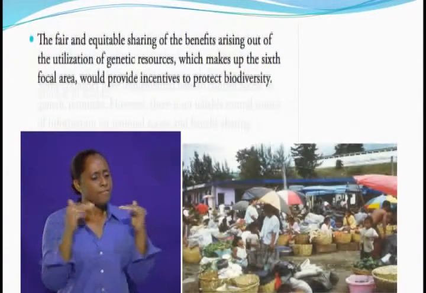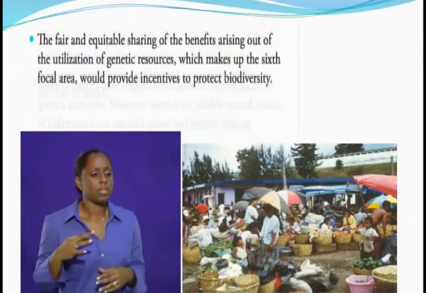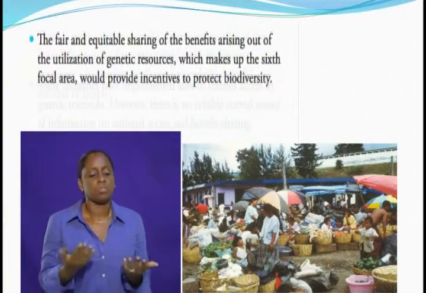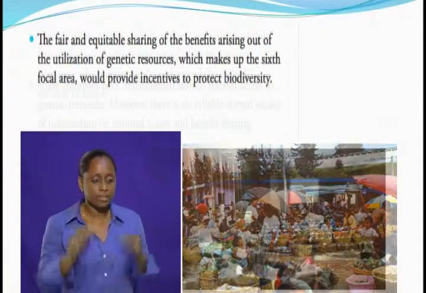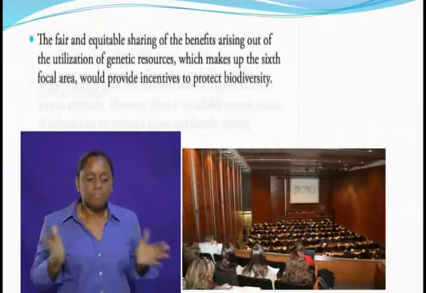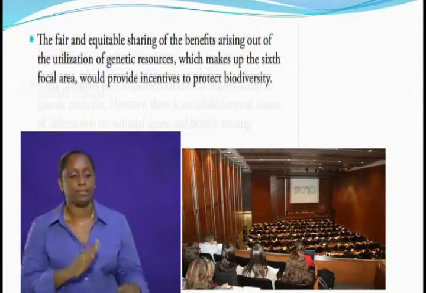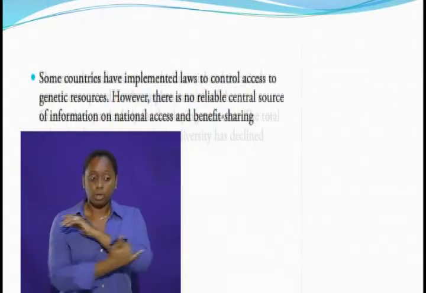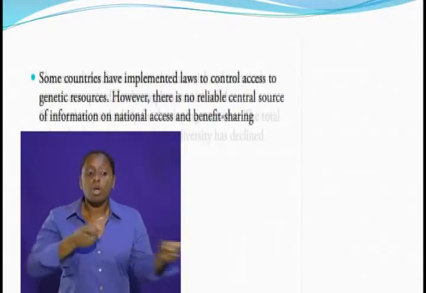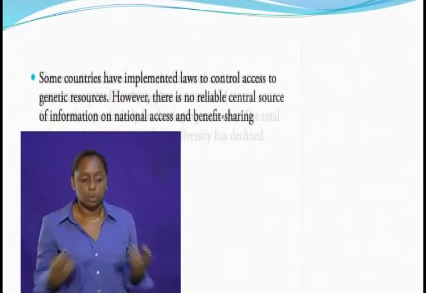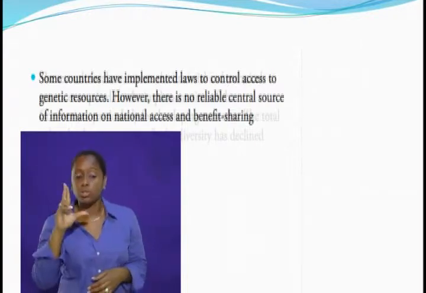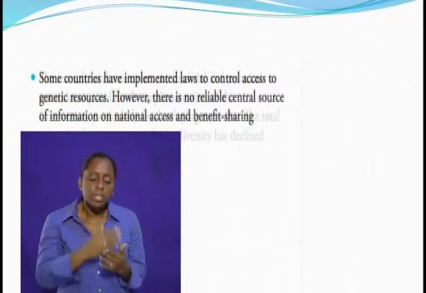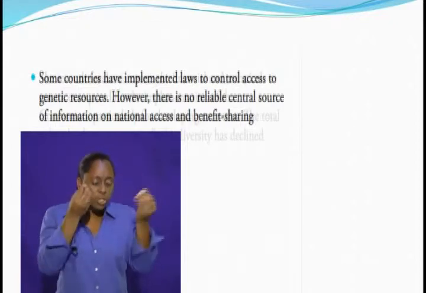The fair and equitable sharing of the benefits arising out of the utilization of genetic resources, which makes up the sixth focal area, would provide incentives to protect biodiversity. Some countries have implemented laws to control access to genetic resources. However, there is no reliable central source of information on national access and benefit sharing measures.